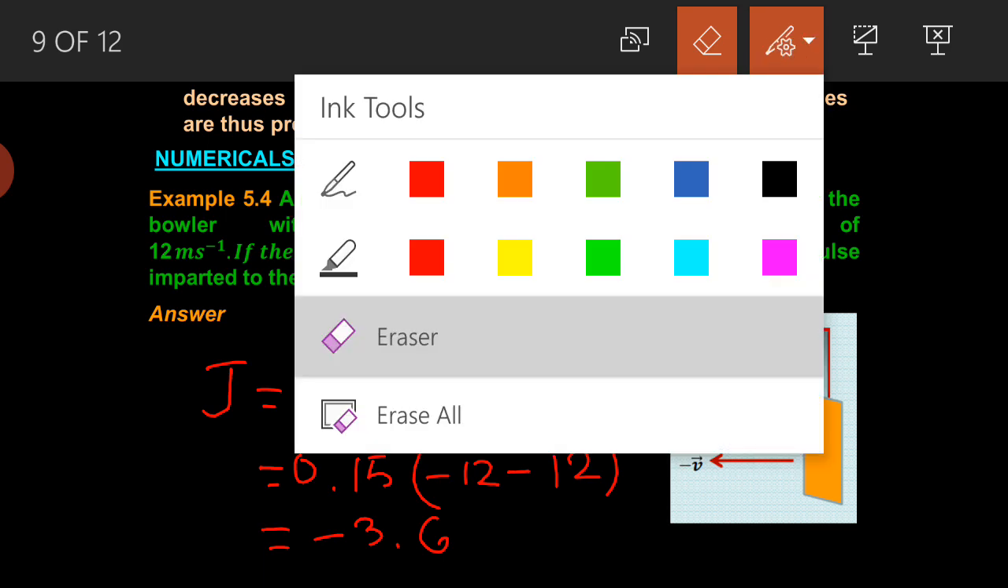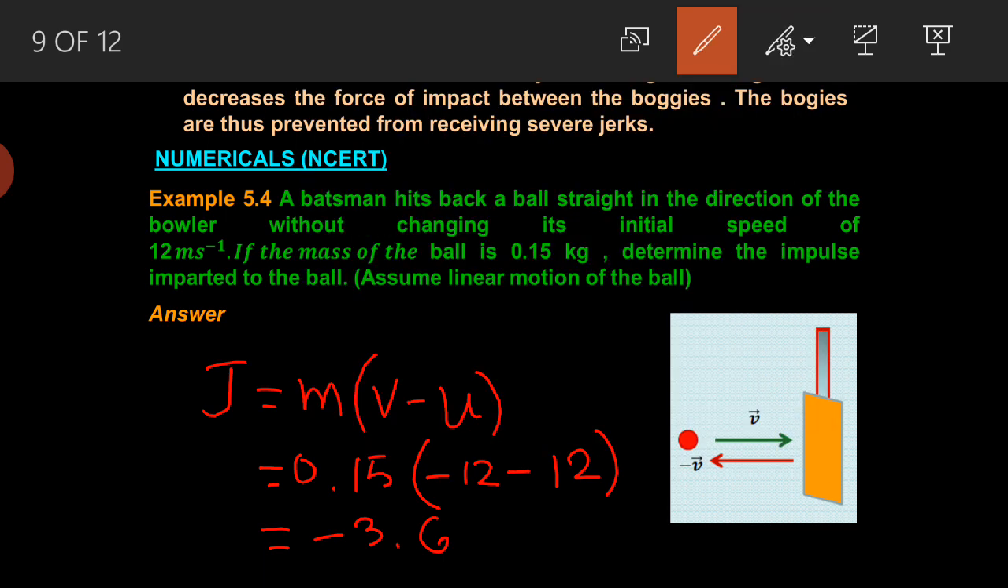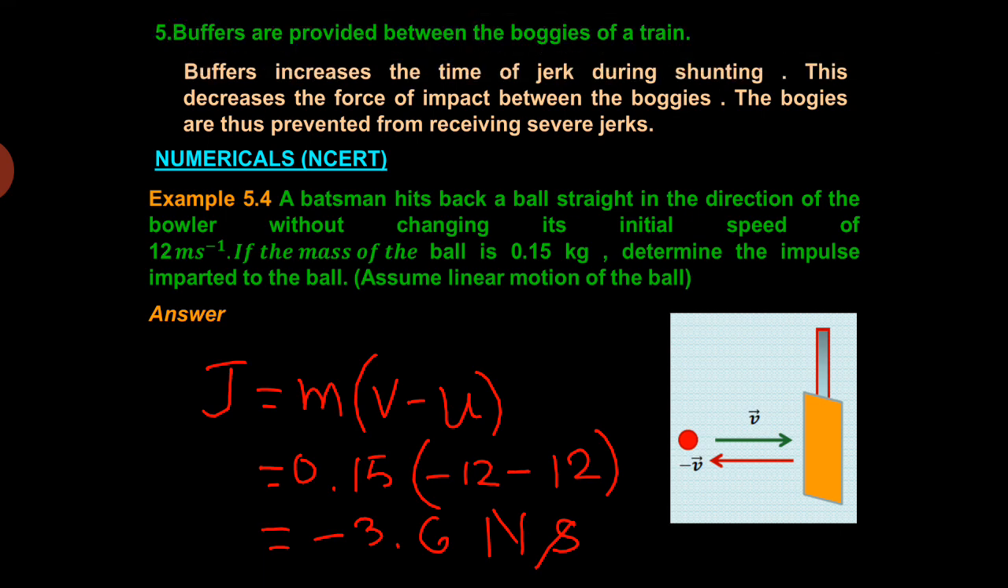Its SI unit is Newton second. So minus 3.6 Newton second is the final answer. The negative sign indicates that the direction of the impulse is from the batsman to the bowler.